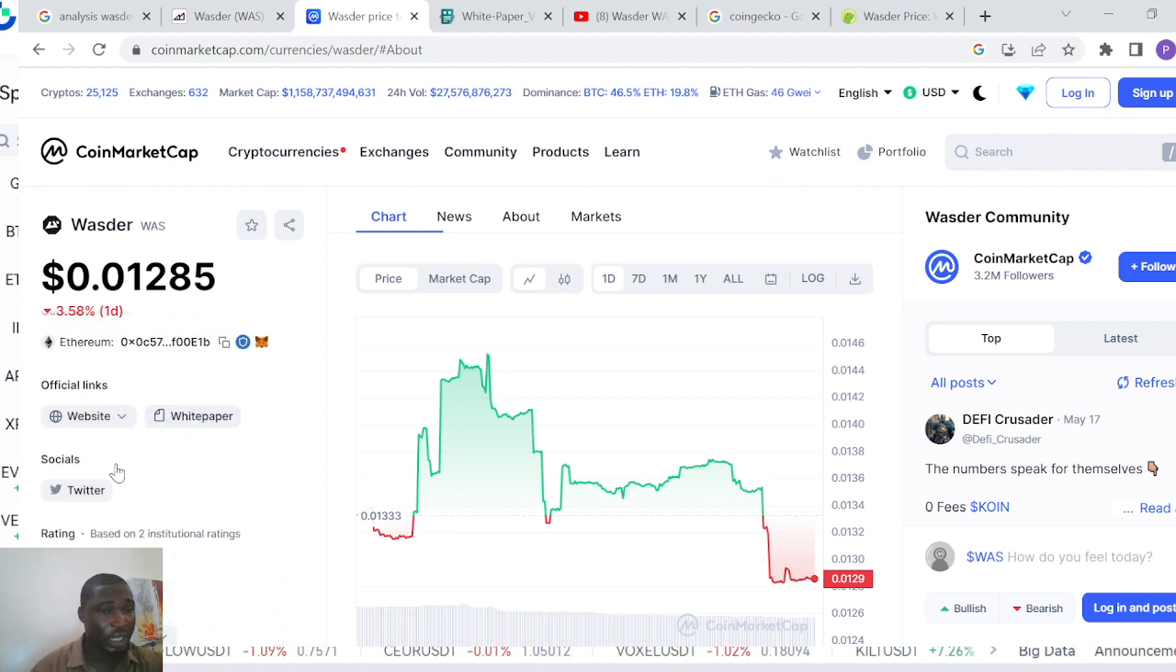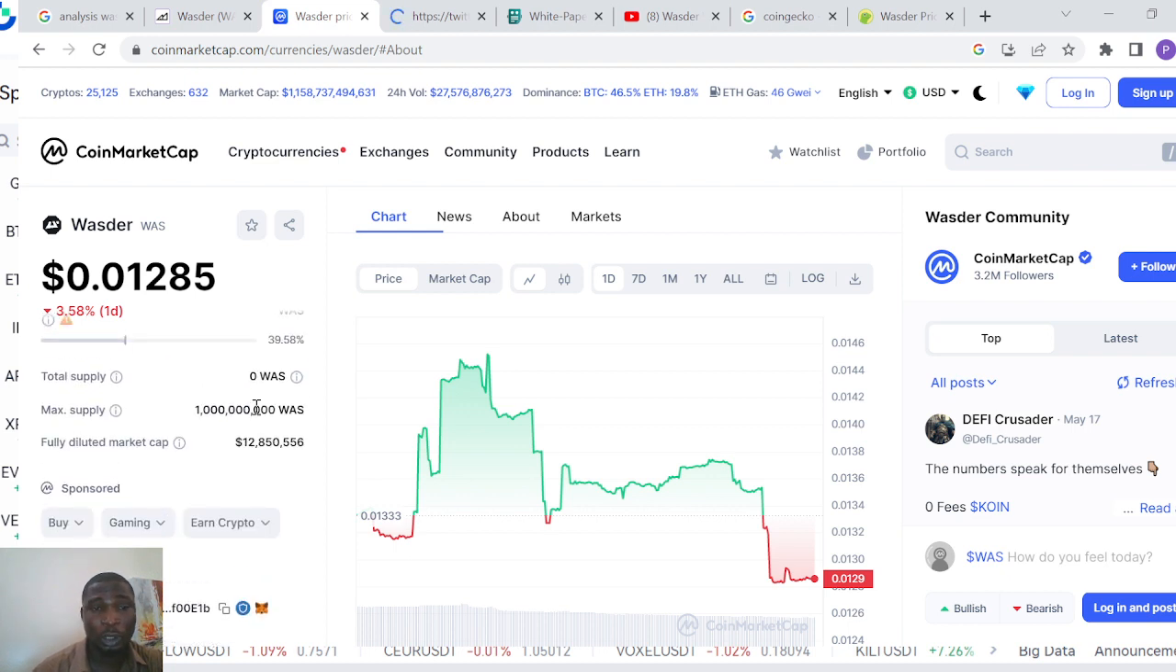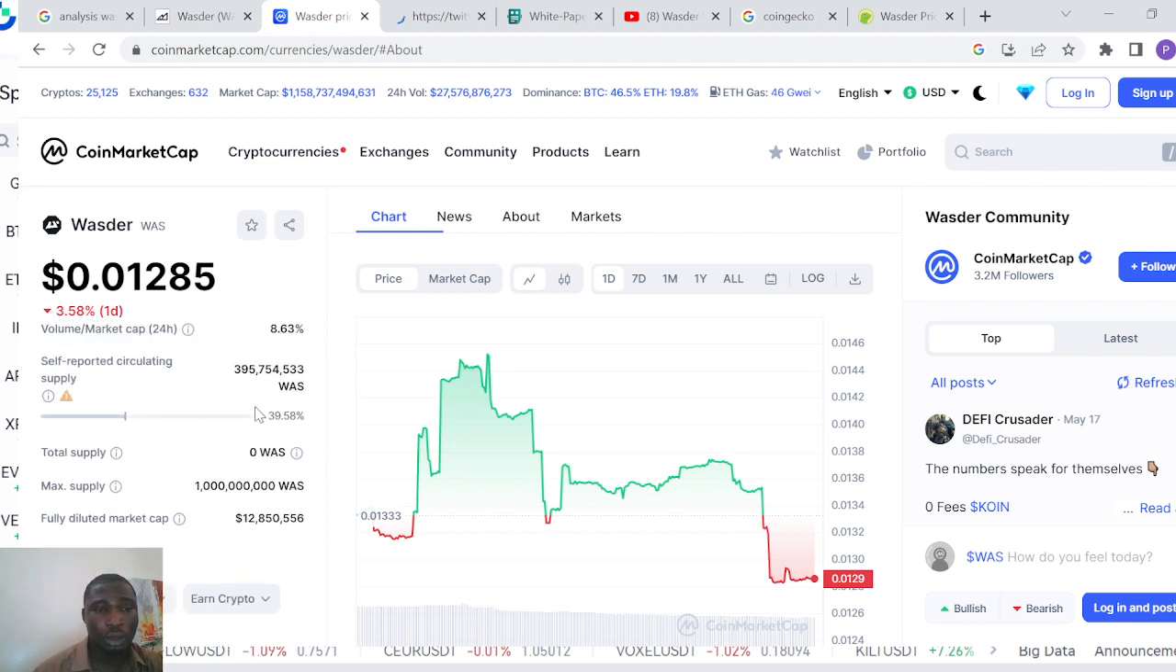You can also check their Twitter page. What is their Twitter handle? How many followers do they have on their Twitter handle? You can check their website. It's also on the Ethereum blockchain, which is a good sign, and it's actually a good sign that you must know about this token.